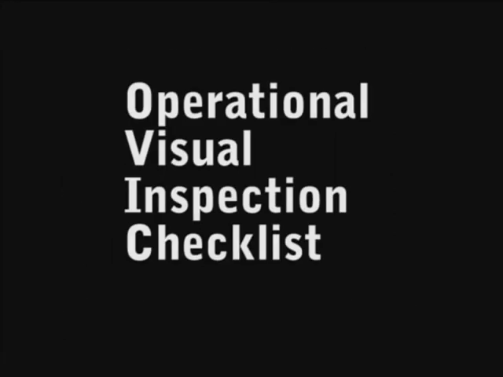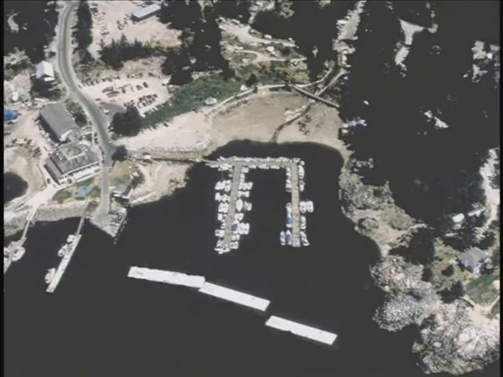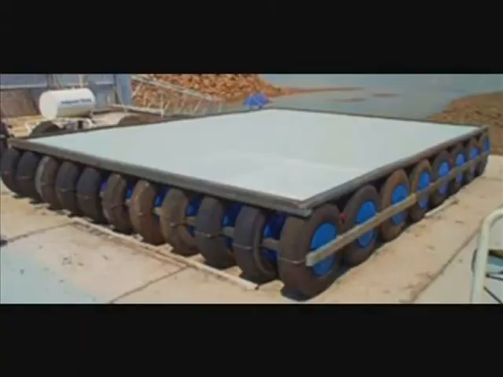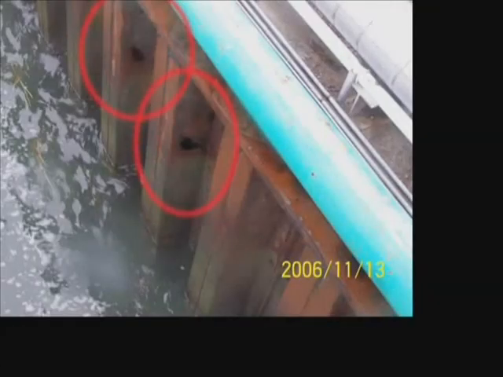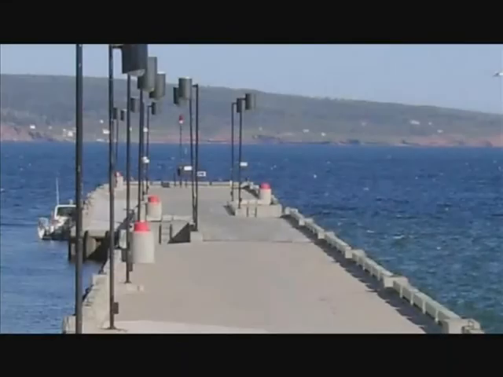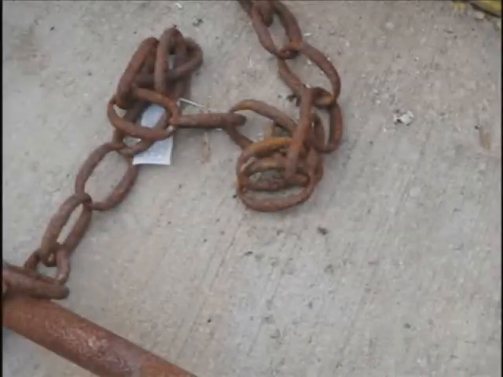The following features should be inspected during operational visual inspections of floating breakwater structures: location and alignment of the breakwater, buoyancy, hardware and fasteners, interconnecting hardware, corrosion of metal surfaces, impact damage, condition of the timber elements, concrete surfaces, and anchor chains and fasteners.